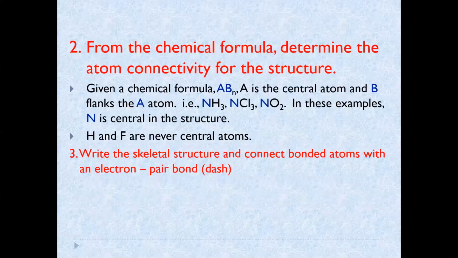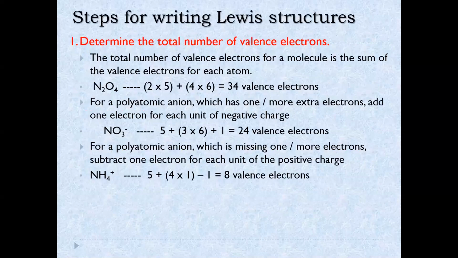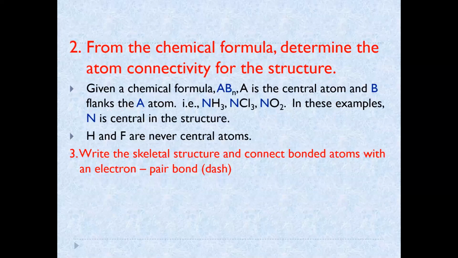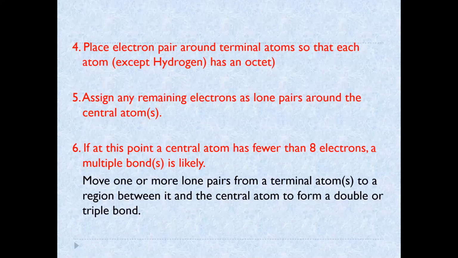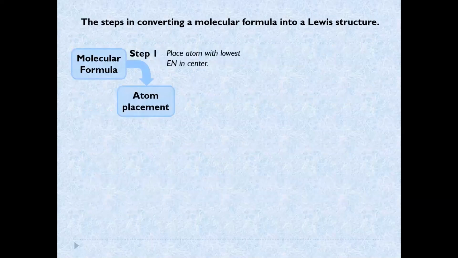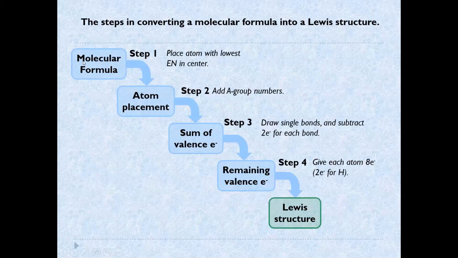I don't want us to lose these steps. Determine the total number of valence electrons. Determine the atom connectivity by knowing which one is the central atom and which one is the terminal atom. Then you write the skeletal structure and put your dash in between. You place your electron pair around your terminal atoms so that each atom has an octet. Then you assign the remaining electrons. We will understand these steps better when we do an example. So, like I said before, you have the molecular formula, you sum the valence electrons, you put the electrons around them, and you get a Lewis structure.